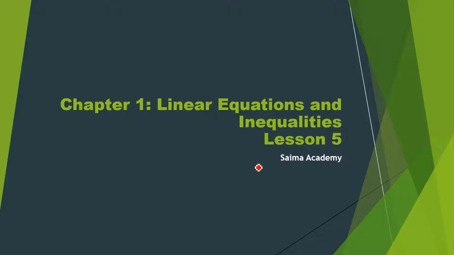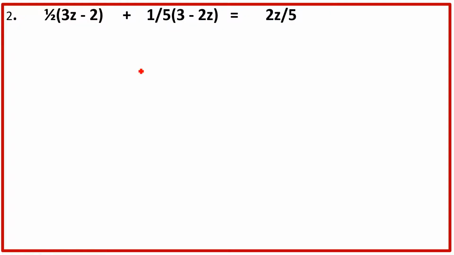This is our lesson number 5 of linear equations and inequalities. The question we have is 1 over 2 into (3z minus 2) plus 1 over 5 multiplied by (3 minus 2z) is equal to 2z divided by 5. As I have told you, these are fractions. We can solve this linear equation in the form of fractions as well.